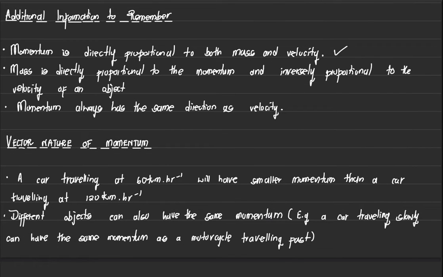So the additional information that you need to remember when it comes to momentum: the first point says that momentum is directly proportional to both the mass as well as its velocity. If you have a car which is moving at a velocity of 2 meters per second and its mass is equal to 20 kilograms, the momentum of this car is going to be equal to 20 multiplied by 2, which is equal to 40 kilograms meters per second.